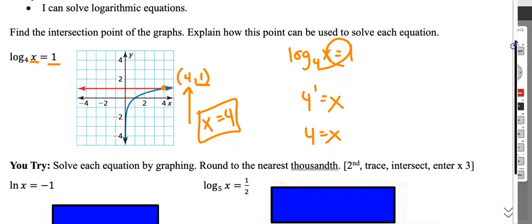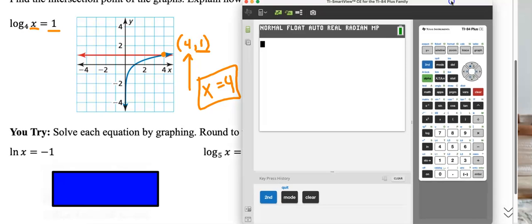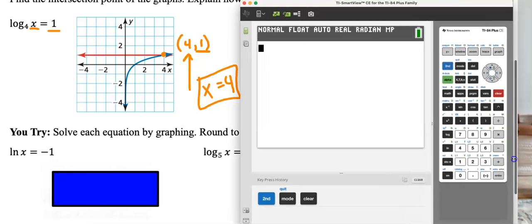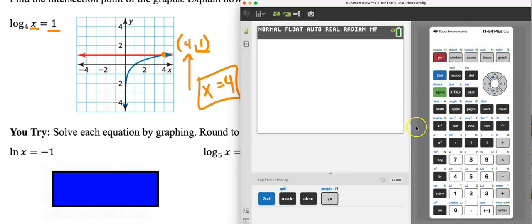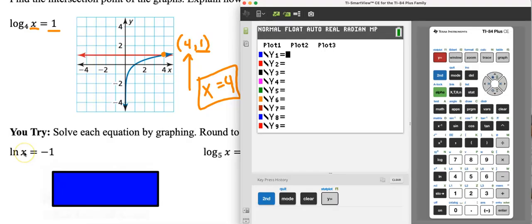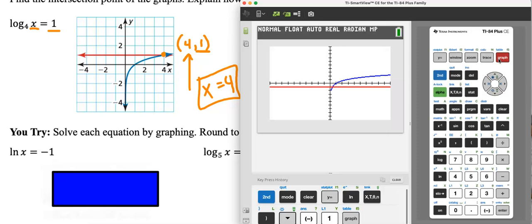So let's do some in the calculator. Let's pull out our calculator. Now when you solve by graphing, we've done this in every unit before. You're going to press Y=, and then type the left side into Y1, so the natural log of x. Then go down, and in Y2 you're going to type whatever is on the right side of the equal sign. So press graph. Here's what we have going on.